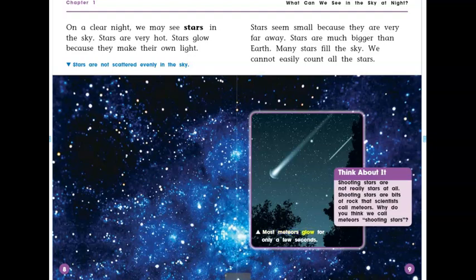Most meteors glow for only a few seconds. Think about it. Shooting stars are not really stars at all. Shooting stars are bits of rock that scientists call meteors. Why do you think we call meteors shooting stars?